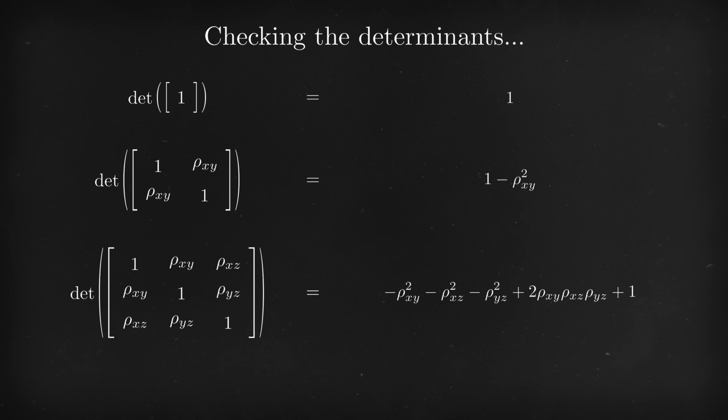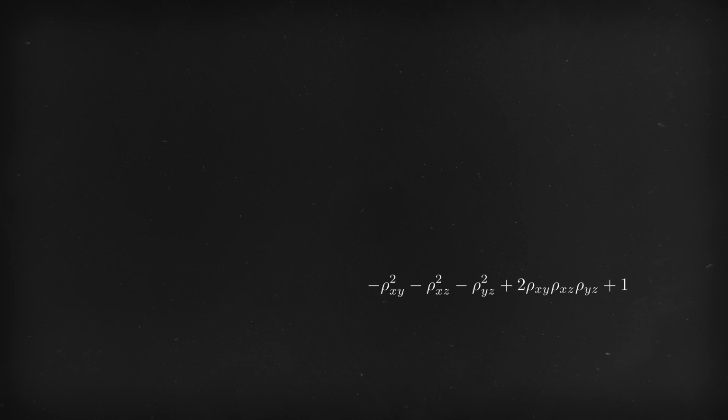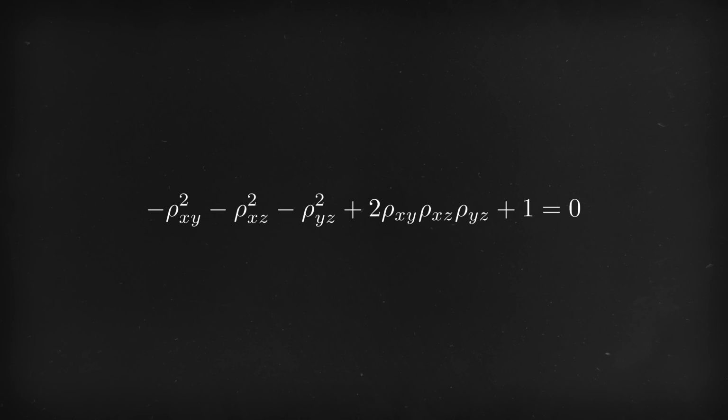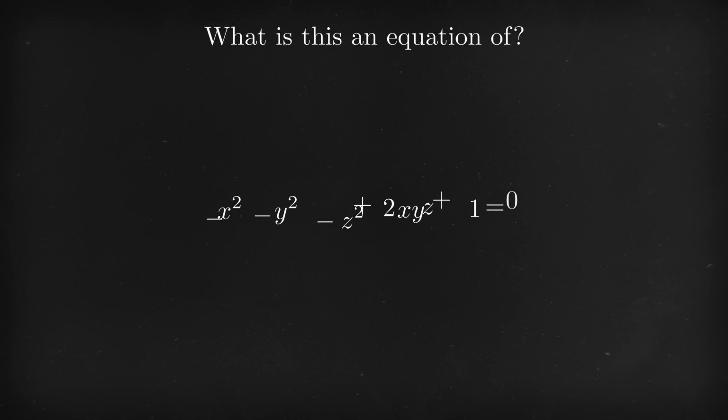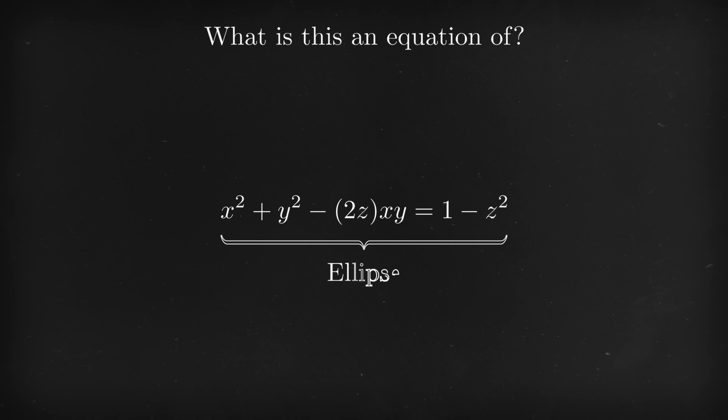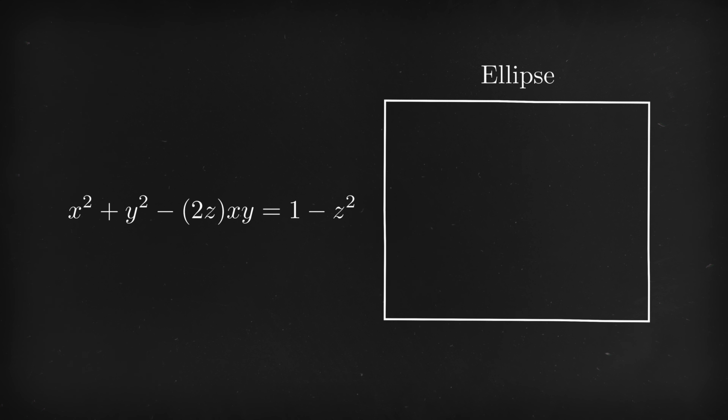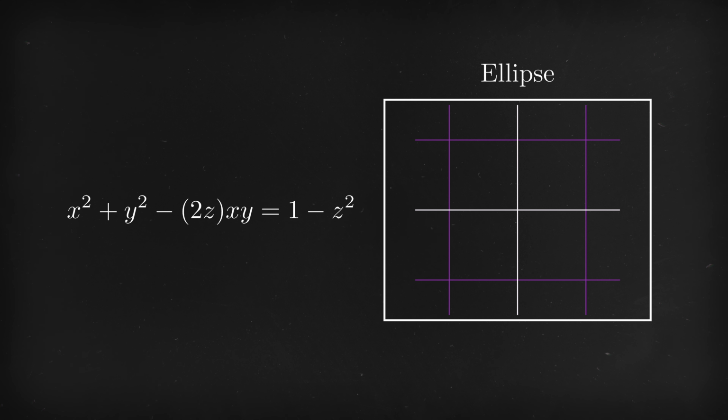For 3x3 matrices, the determinants of the first two submatrices always pass the test, so only the full determinant matters. Setting this to 0 defines the boundary for 3x3 correlation matrices. Does the resulting equation look familiar? If I adjust its form and simplify notation, holding z constant, you see it's a tilted ellipse. In fact, there is a different ellipse for each value of z between -1 and 1.